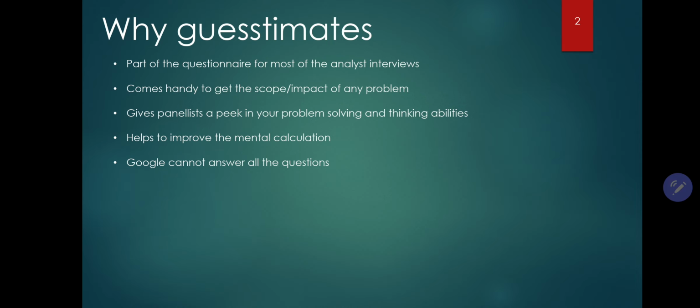And last but not the least, Google cannot answer all the questions, right? Because when you move from textbooks or use cases to real life problems, the real business corporate problems, those are not that well defined. So in that case, guesstimations come pretty handy to support your numbers. Basically, you have a logical backing for the numbers which you provide.